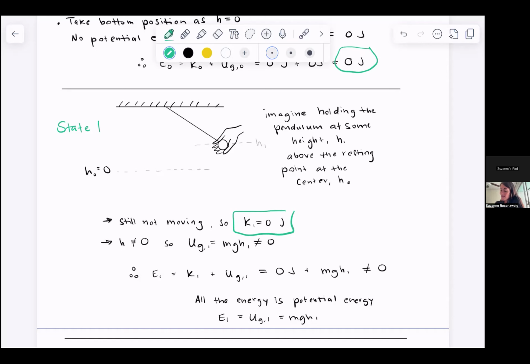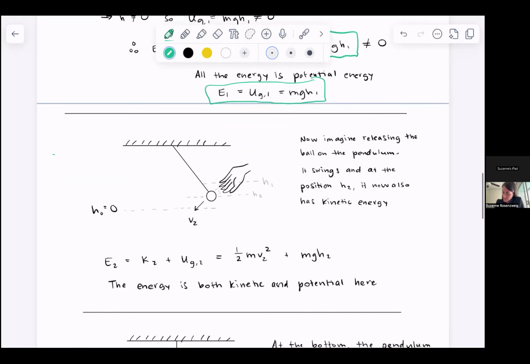And then the height is not 0, because now we're at some height above h equal to 0. It could be, say, 3 centimeters. And so now our potential energy is not 0. So in state 1, all of the energy is potential energy. So E1 is equal to UG1, which is equal to mgh1, so non-zero.